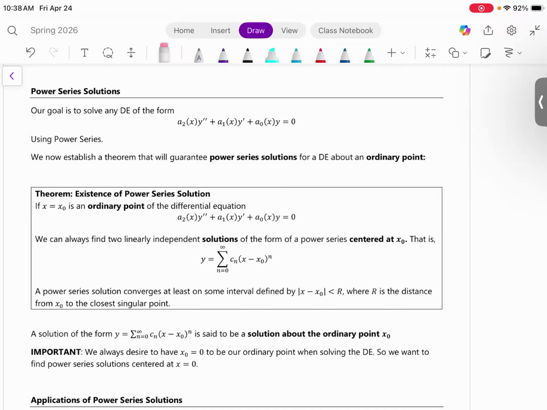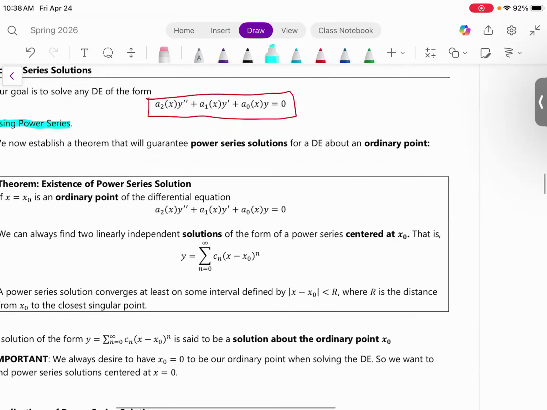Hi everyone, welcome back to section 6.2, and in this video we're going to establish the theorem of existence of power series solutions. This is going to allow us to solve differential equations of this form where we have functions of x as coefficients. So we're going to use power series to solve these differential equations. This is about power series about ordinary points. So what is this theorem exactly saying?